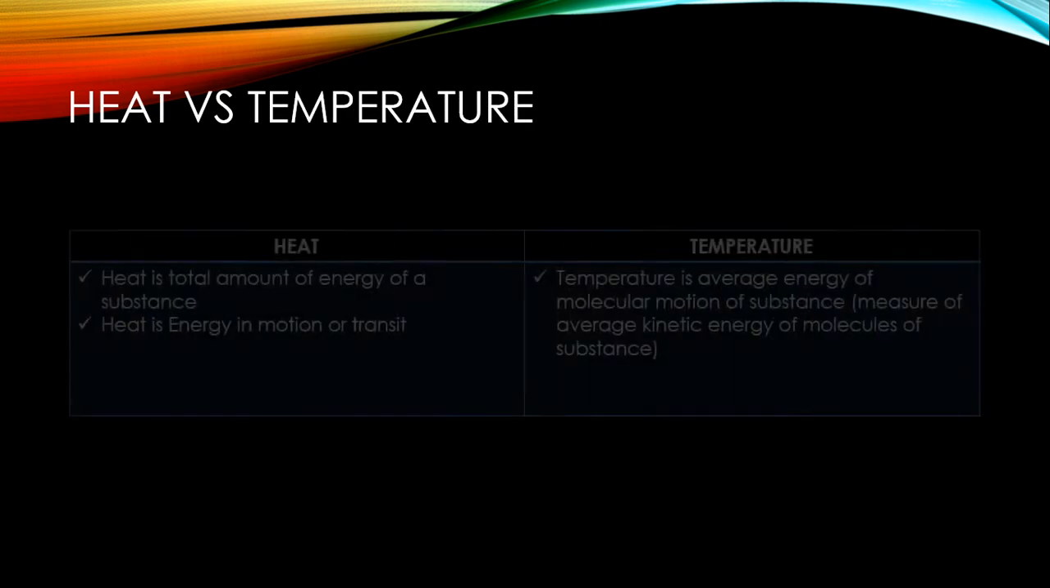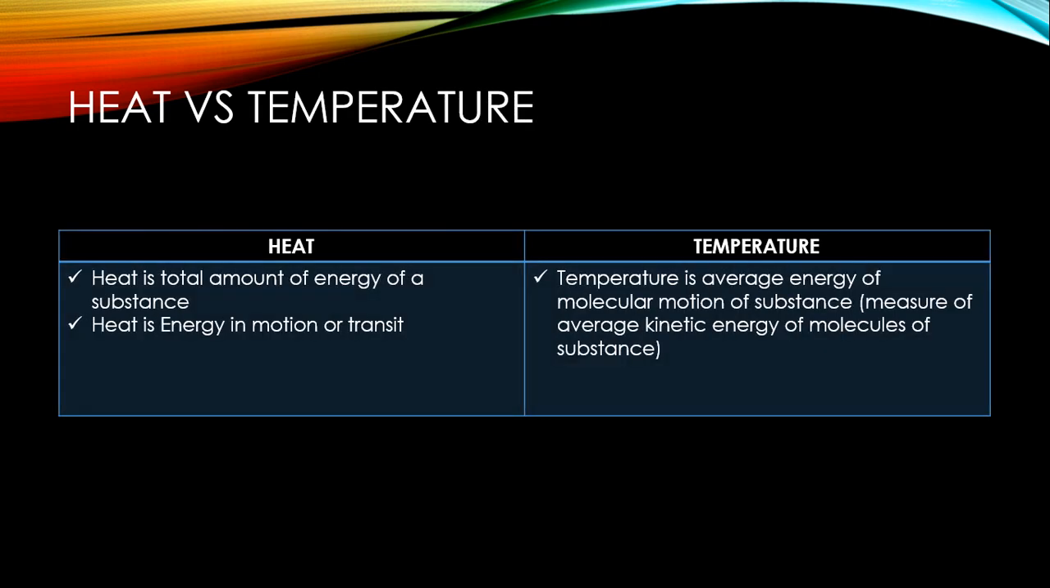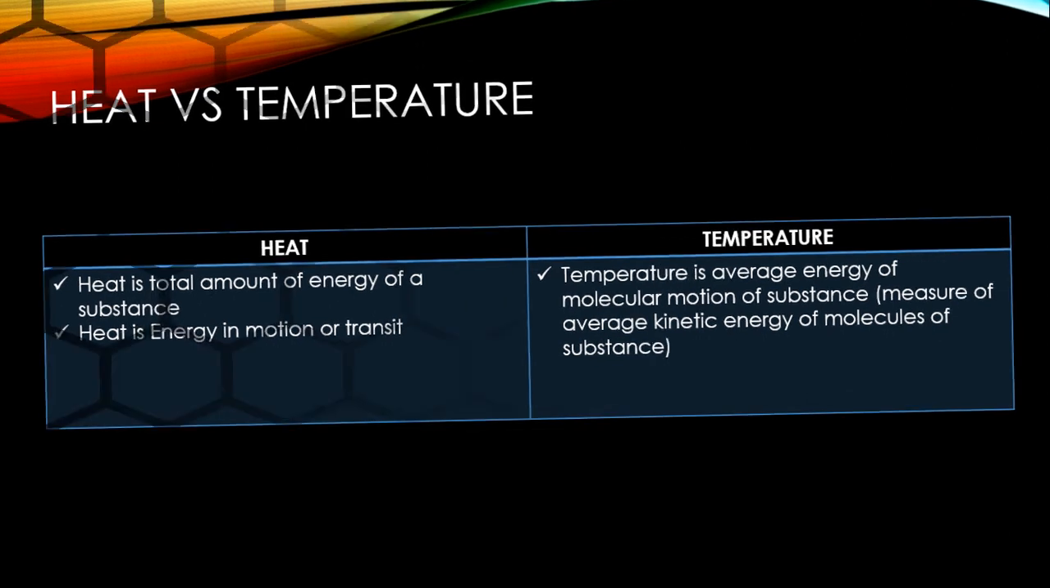Now, we have a small comparison between heat and temperature. Heat is the total amount of energy of a substance. Heat is energy in motion or transit, while temperature is the average energy of molecular motion of a substance, a measure of the average kinetic energy of molecules of a substance.